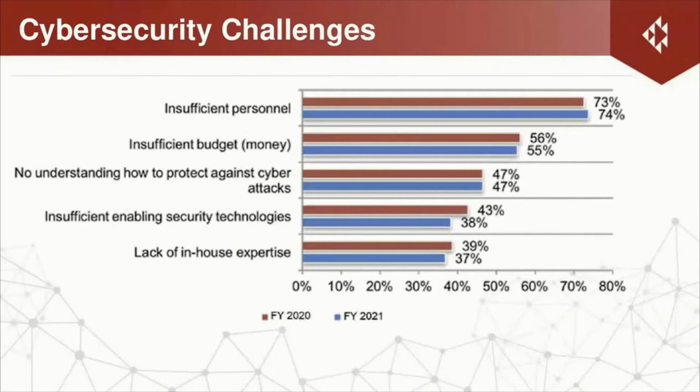Insufficient personnel. Obviously, this is a key part around leveraging the village of security professionals through a security operations center or outsource arrangement. Insufficient budget. Again, there's financial efficiencies around outsourcing some of these services instead of developing that capability in-house. Not understanding how to protect against cyber attacks. Again, leveraging that village of experts, because not everyone can be across everything. Insufficient enabling security technologies. So again, not having that full stack of all the tools and technologies required to run a security operations center, and a lack of in-house expertise.